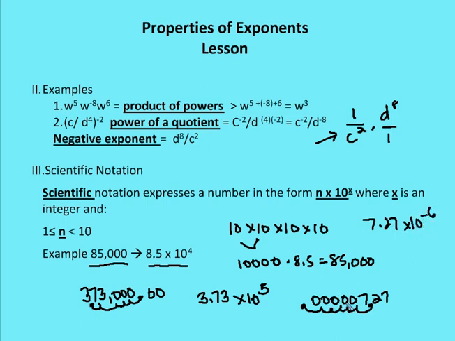So 1, 2, 3, 4, 5, 6 decimal places. From left to right, it's negative. From right to left is going to be positive. So I end up with 7.27 times 10 to the negative 6. And that's how you treat scientific notation.